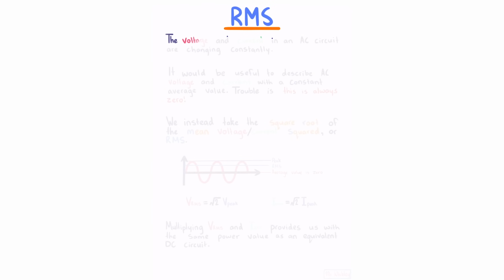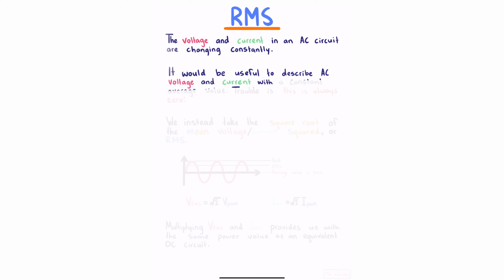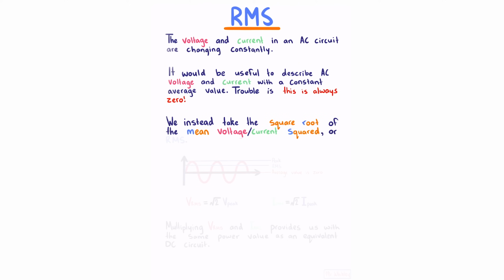RMS. The voltage and current in an AC circuit are changing constantly. It would be useful to describe AC voltage and current with a constant average value. Trouble is, this is always 0. We instead take the square root of the mean voltage or current squared, or RMS.